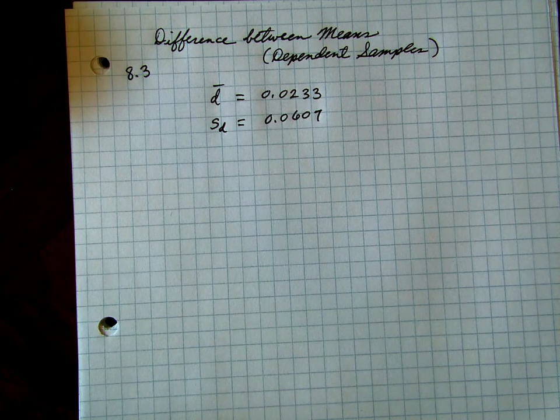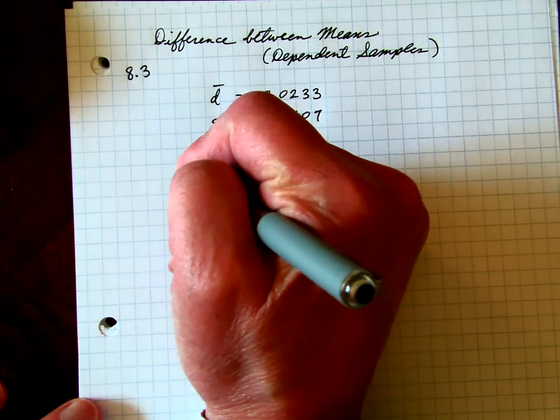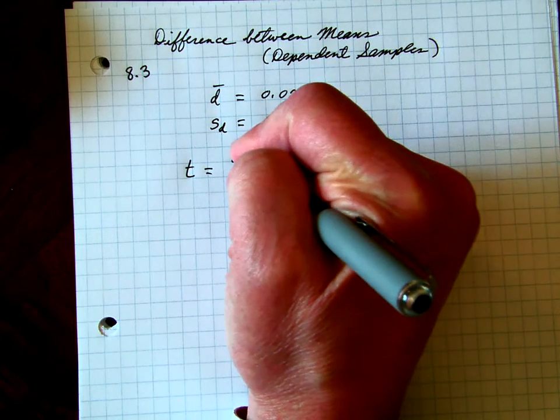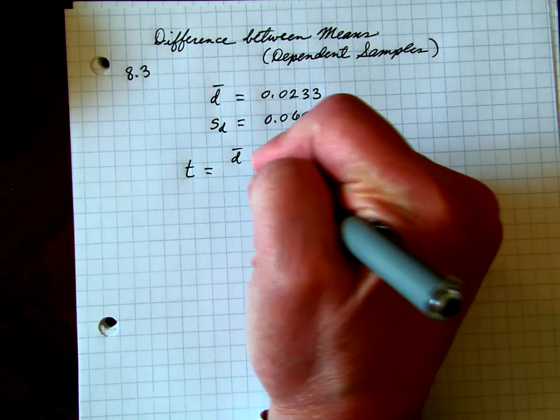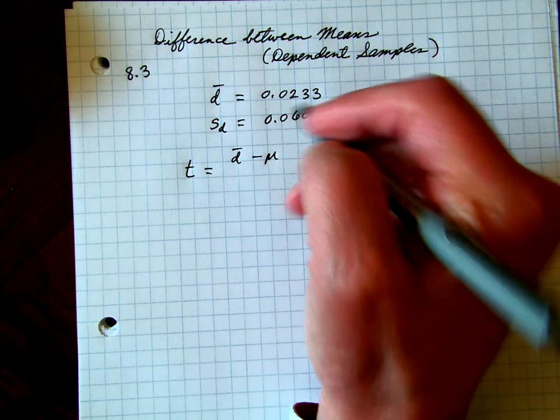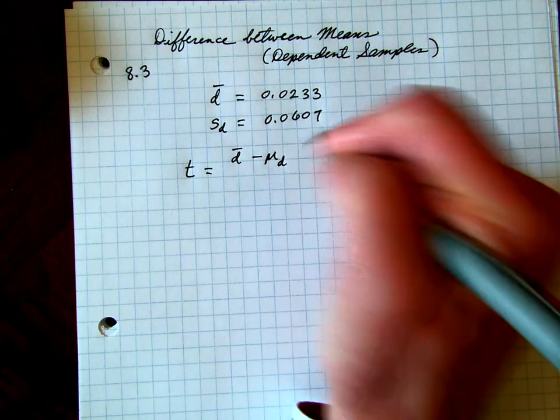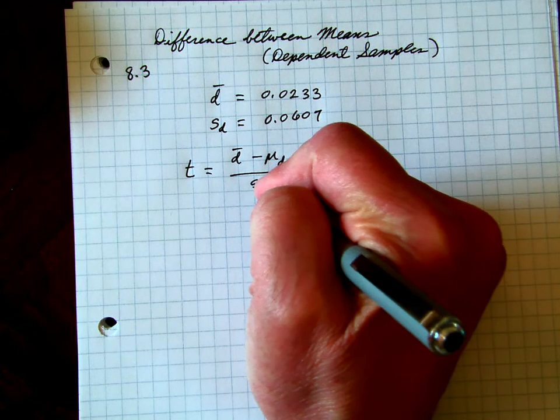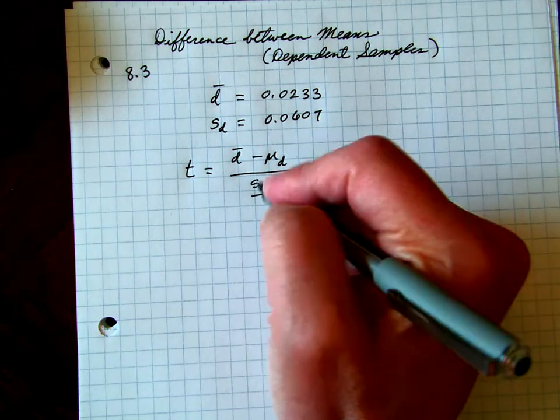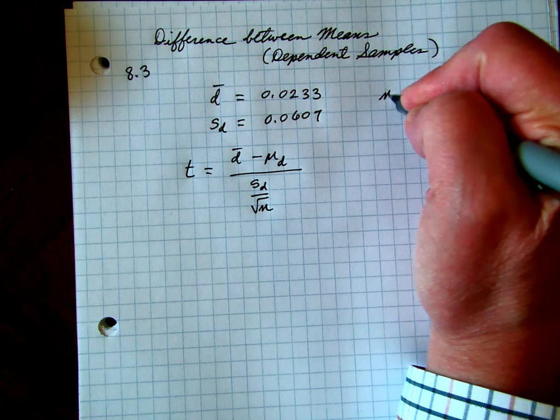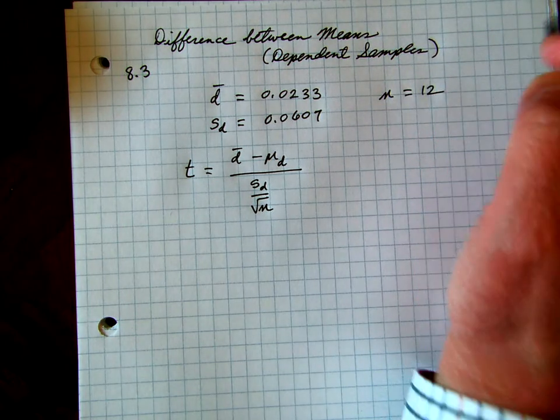The statistic is a t-statistic, and it's simply the observed mean minus the hypothesized population mean over SD divided by the square root of the sample size. We know the sample size is 12.